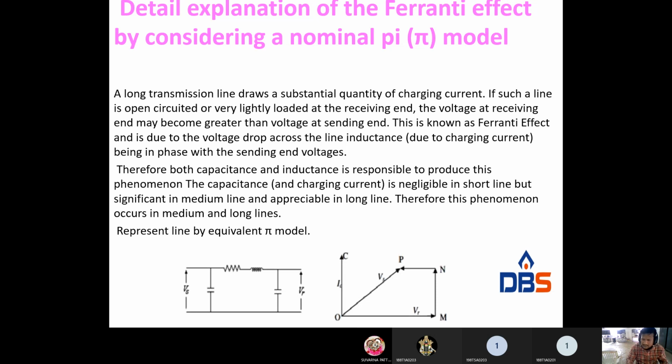Omega is 2 pi F, right? So this is about the second unit, right? Now I'm ending the class. Is there any doubt, please ask me. So, up to this class, we discussed the first unit and second unit.